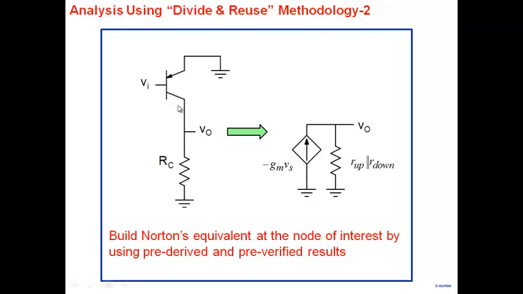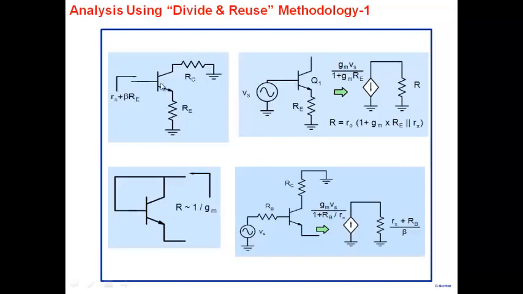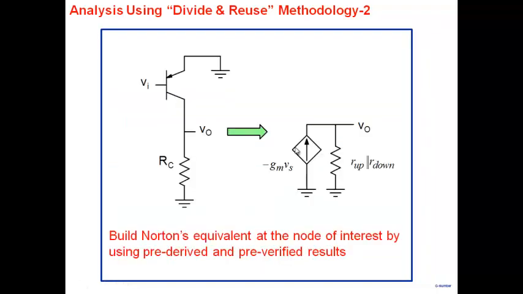And that's what we're doing. Instead of calculating the gain of the whole thing, you break it up into two parts: Norton's current and Norton's resistance. And then how do you calculate Norton's current? You further break your circuit into these parts here, and you use the results of these parts. Then you stitch those results together, and you arrive at the Norton's current and the Norton's resistance here.